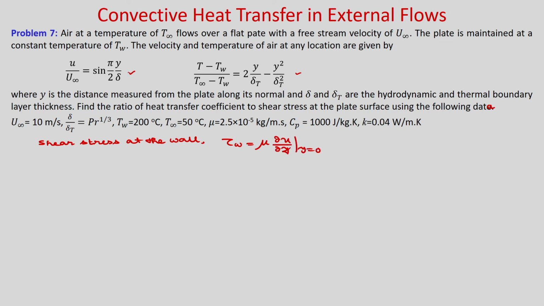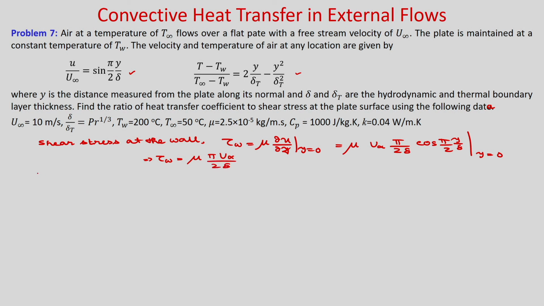tau w is mu del u by del y at y is equal to 0. So, this is your u by u infinity. So, this if you see, mu into del u by del y. So, it will be u infinity into pi by 2 delta into cos of pi by 2 y by delta at y is equal to 0. Okay. So, if you calculate this, you will get tau w as mu into pi u infinity by 2 delta.